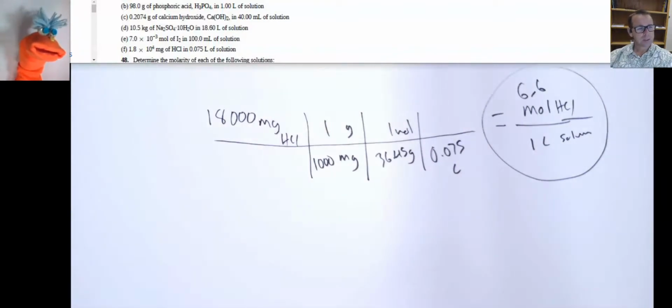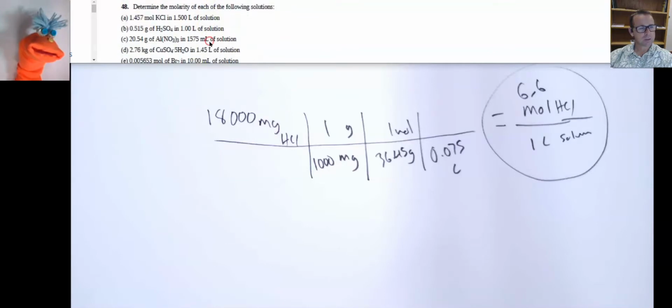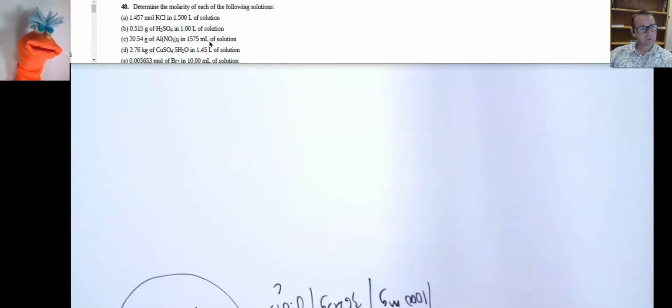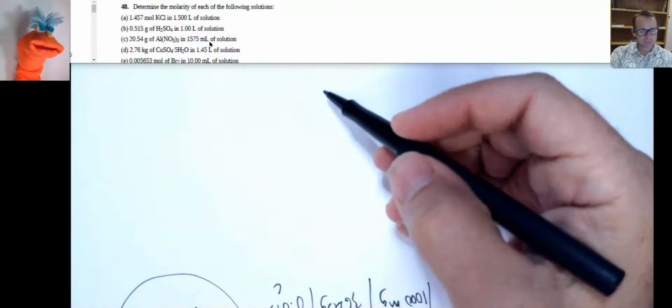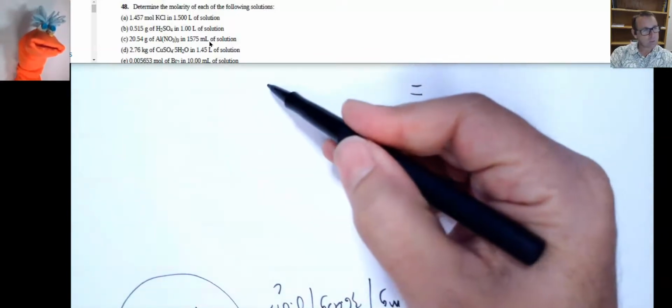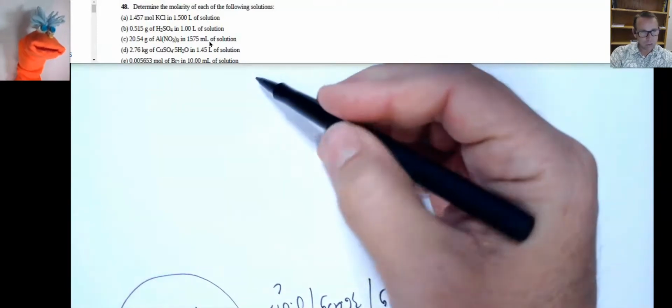Okay, good stuff. 48. Determine the molarity of each of the following solutions. So we have lots more of these to do, which is a great exercise. So a molarity of 1.457 moles of KCl and 1.5 liters of solution. That's easy. Well, it's easy because we've been doing it, but somebody might just come to this one and not know it, so we got to give them the whole show.